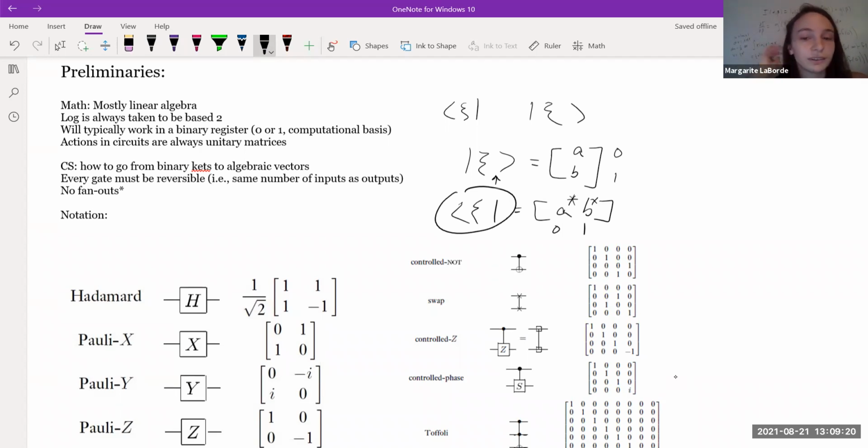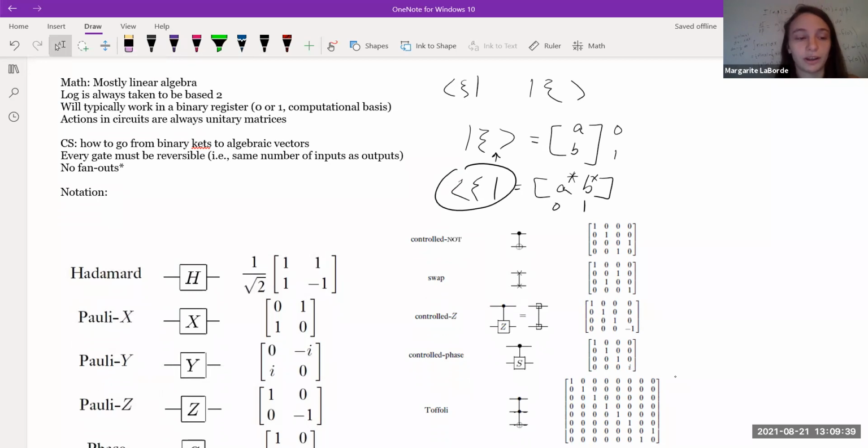The other thing that's different from comp sci is that you have to have every gate be reversible. So anything you do, you should be able to undo. The easy way to spot that is just everything must have the same number of inputs as it does outputs. And the last thing, which we're going to get into in more detail, is no fan-outs. There are absolutely no fan-outs. Asterisk. Technically, there are fan-outs, but they don't behave the way they do in regular comp sci.